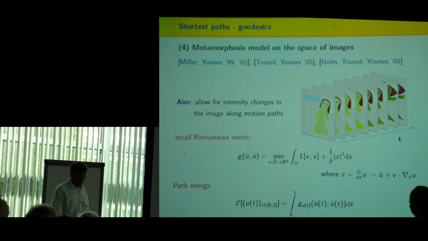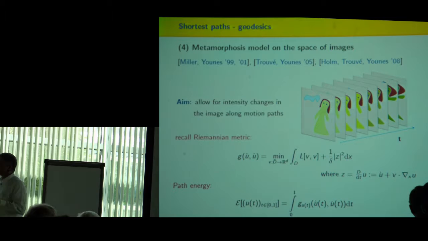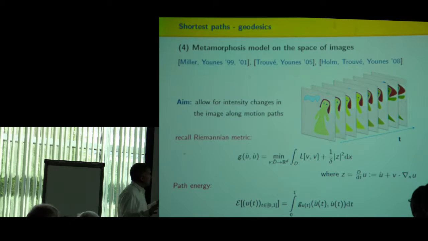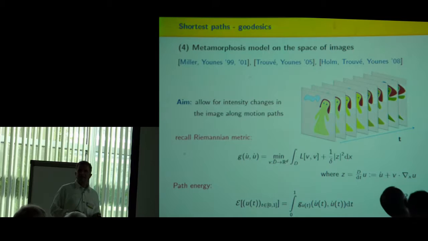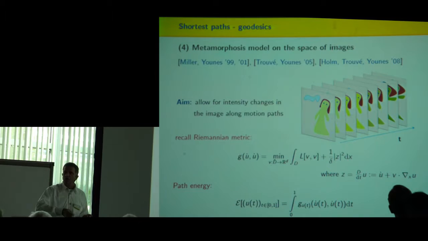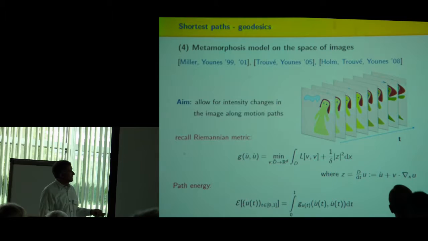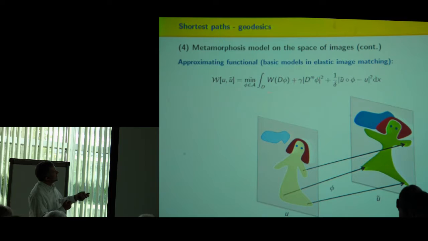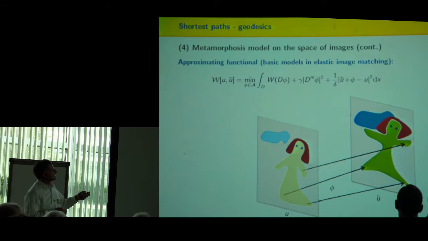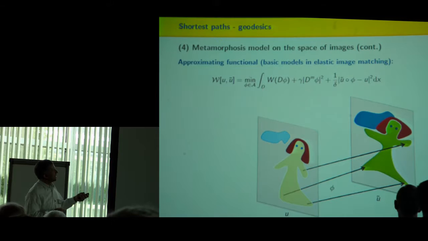So now what to do with the space of images under the metamorphosis model? Let me recall. The metamorphosis model combines measuring friction by a flow and letting the image flow, and counting the material derivative, integrating the material derivative of the change of intensities. And these are the terms here, and this is the path energy. Now, how to approximate this locally in time? Now, we already know these two terms. They are the same as in this viscous object case, they approximate the Newtonian flow part.